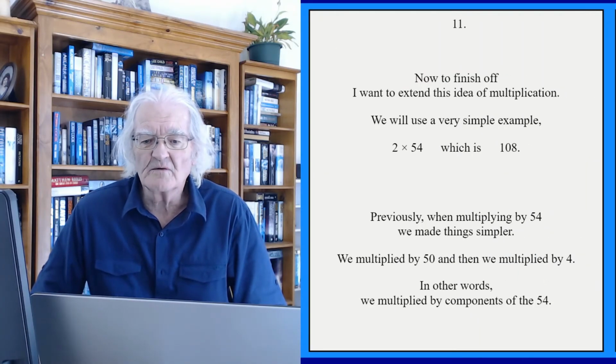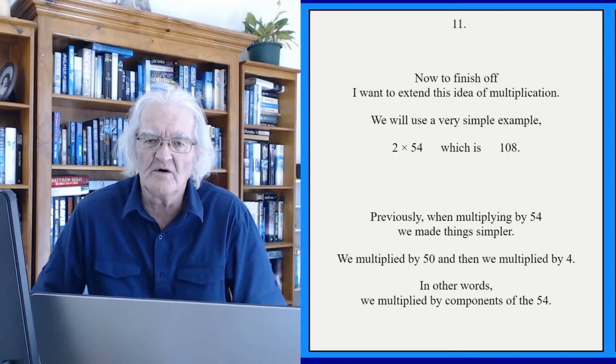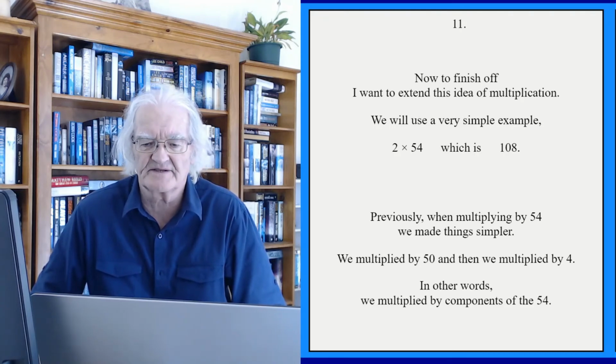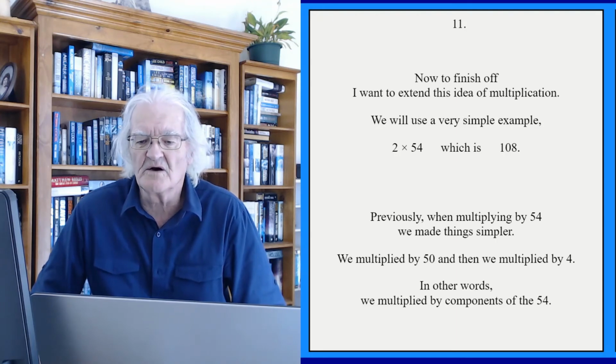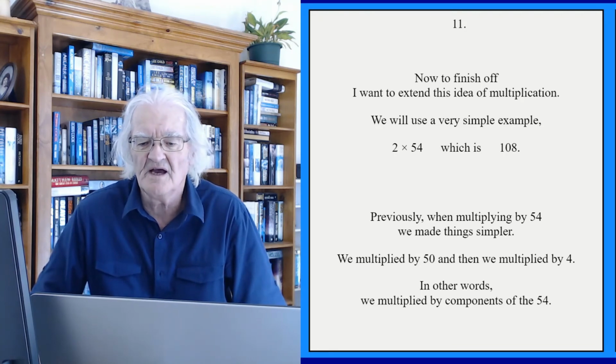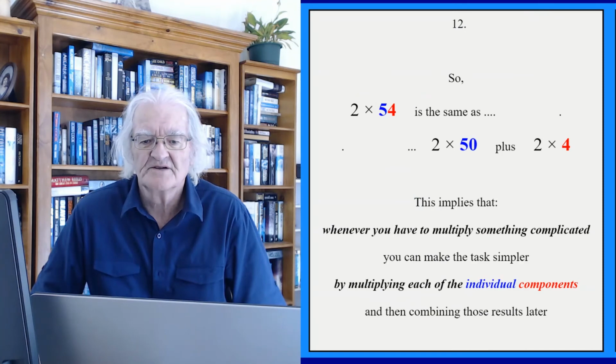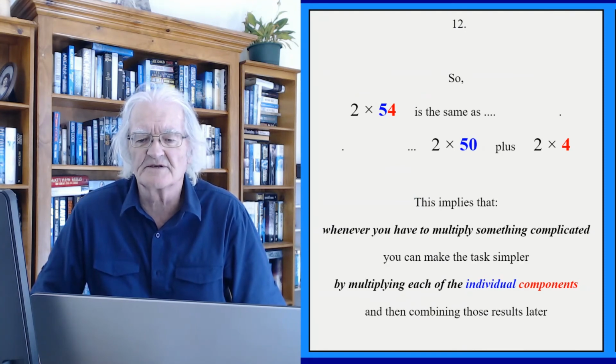Now, to finish off, I want to extend this idea of multiplication. We'll use a very simple example, 2 times 54, which is obviously 108. Previously, when multiplying by 54, we made things simpler. We multiplied by 50, and then we multiplied by 4. In other words, we multiplied by components of the 54. So 2 times 54 is the same as 2 times 50 plus 2 times 4.